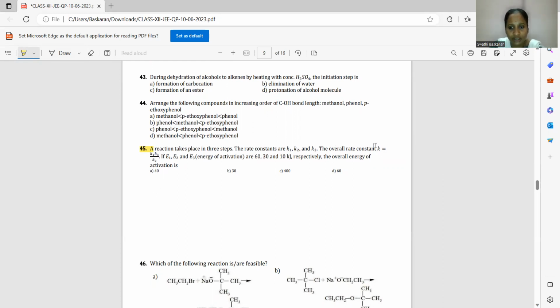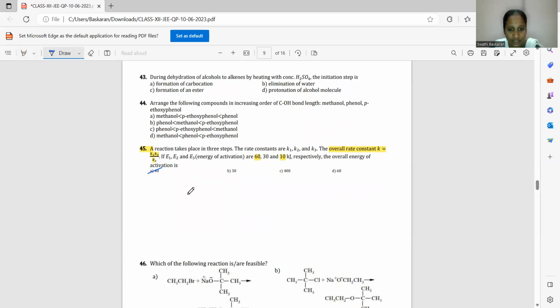It is quite simple. Based on the overall rate constant K itself, we will be able to understand that K is the product of K1 and K3, which means that the values of activation energy of the first reaction and third reaction will be taken as a summation, and the K2 value will be subtracted. So now what is the K1 value? K1 value is 60 and K3 value is 10. So 60 plus 10 is 70, 70 minus 30 is 40. So option A is correct.